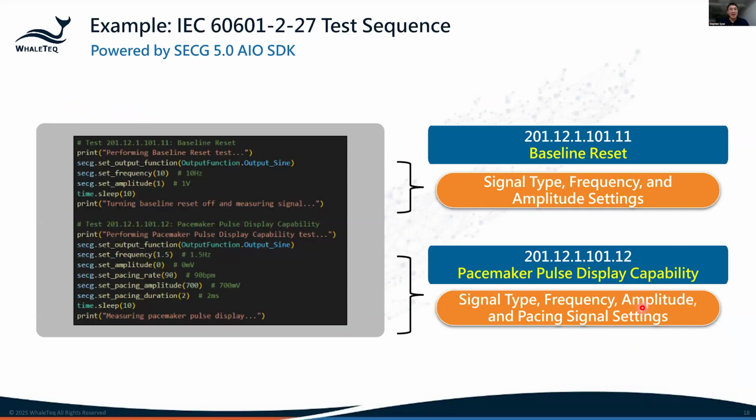You can write a script that controls the ECG and CMR unit to run the full ECG compliance sequence automatically. Take 60601-2-27 for example. This is perfect for regression tests across different builds or end-of-line testing on the factory floor.